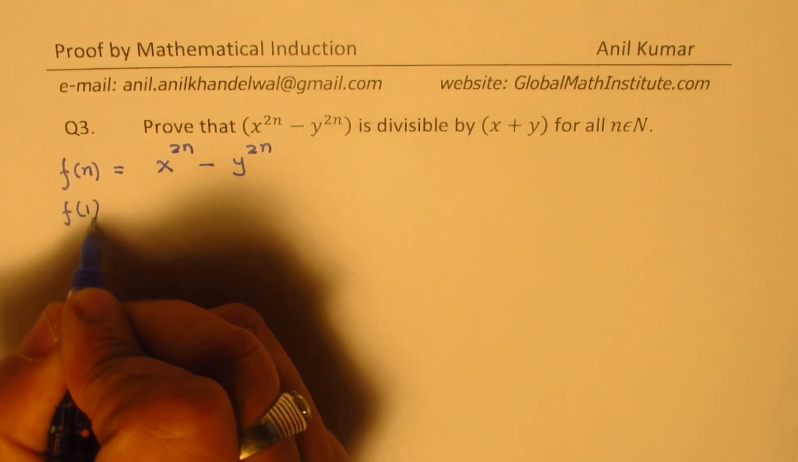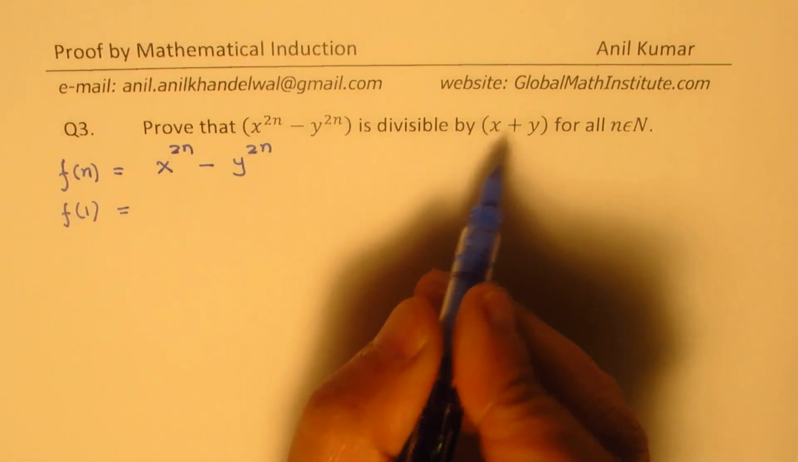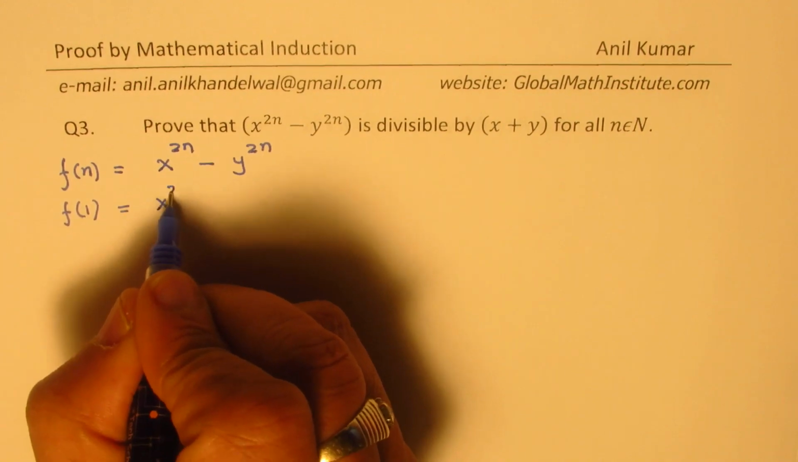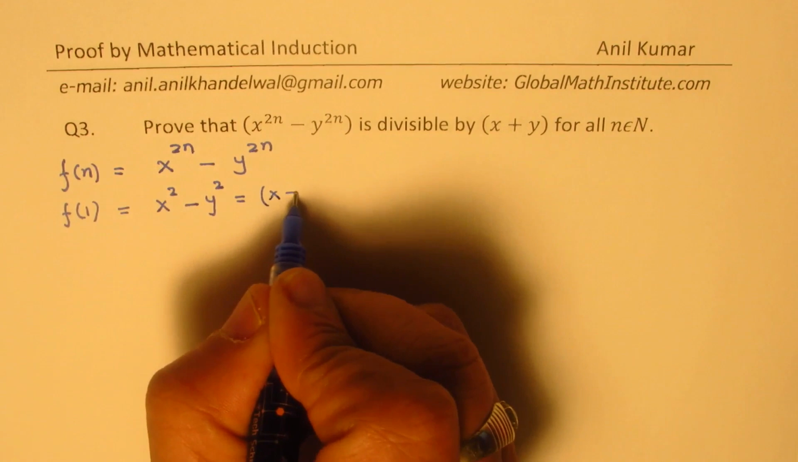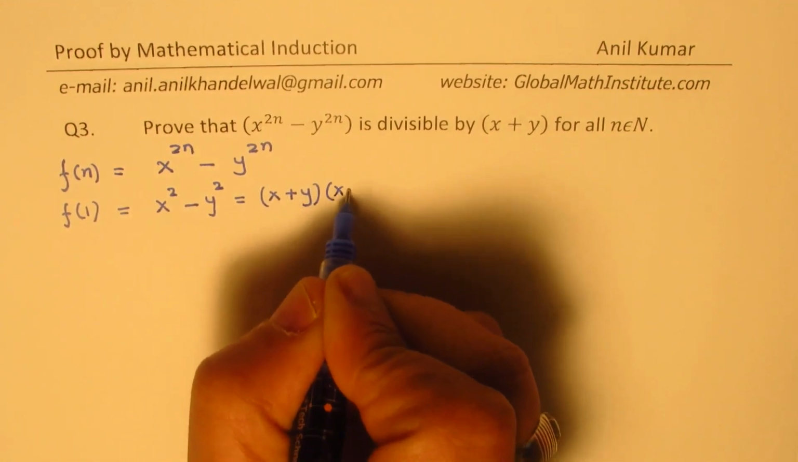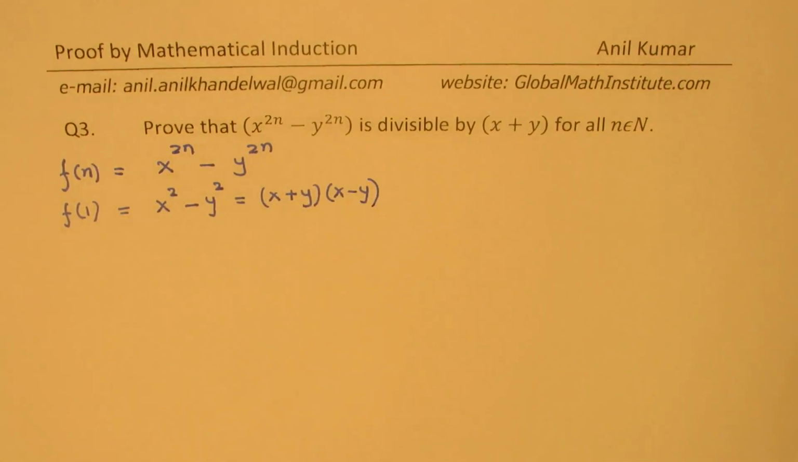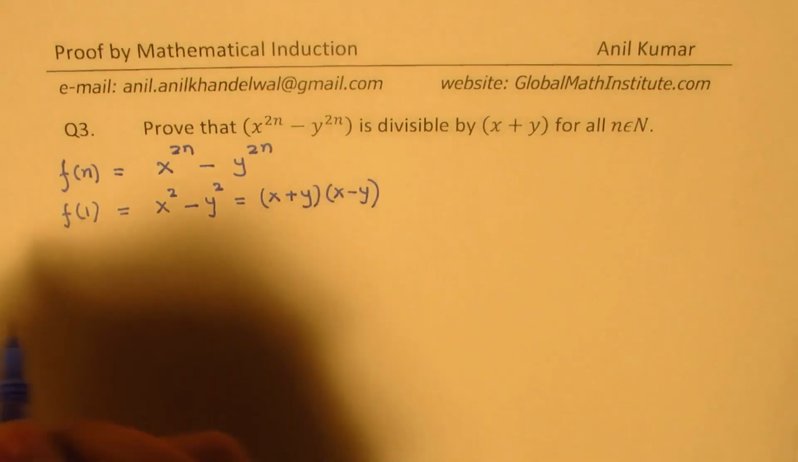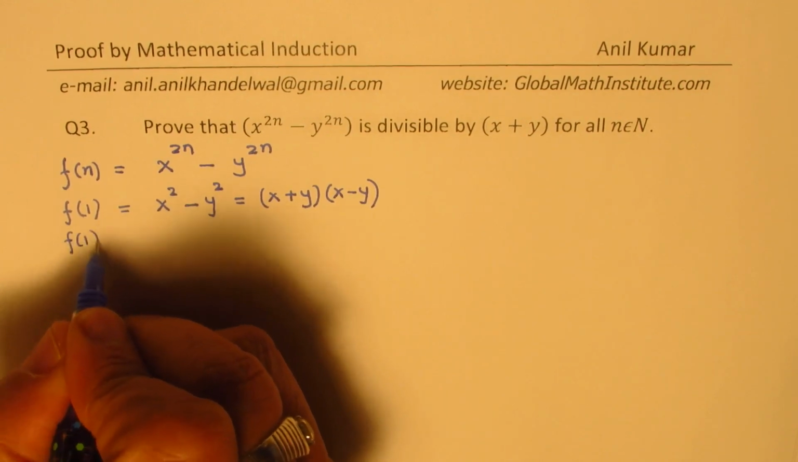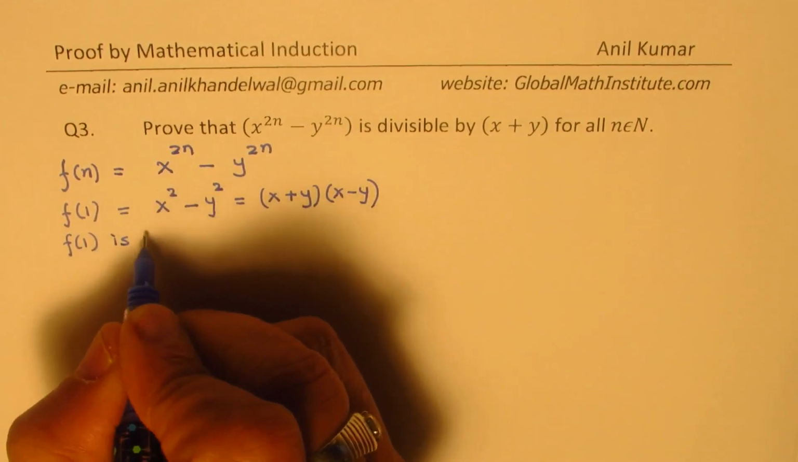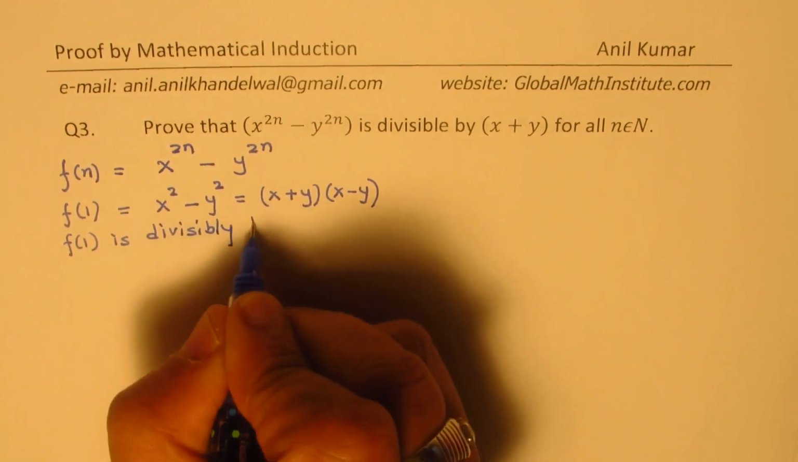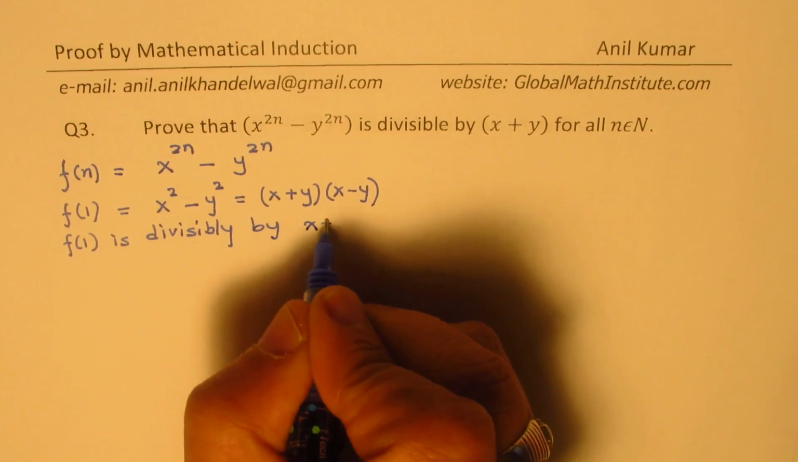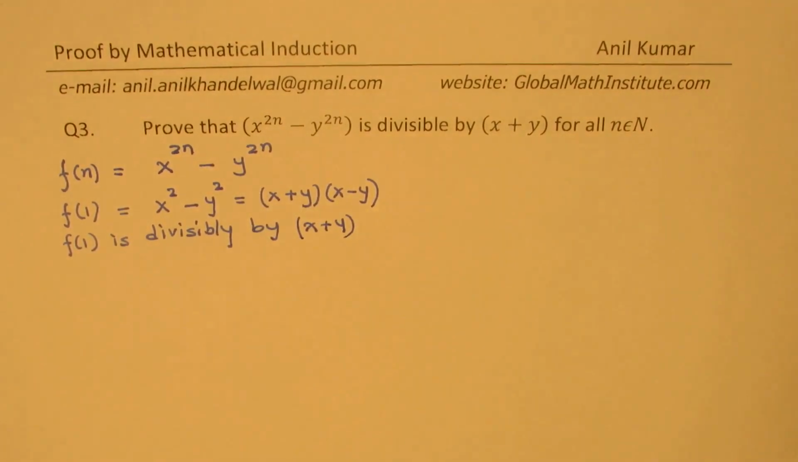For f(1), let's check if it is really divisible by x plus y. So we get x squared minus y squared, which can be written as x plus y times x minus y. So definitely this is divisible by x plus y, right? So that is true. So f(1) is divisible by x plus y, right? So this statement is true.